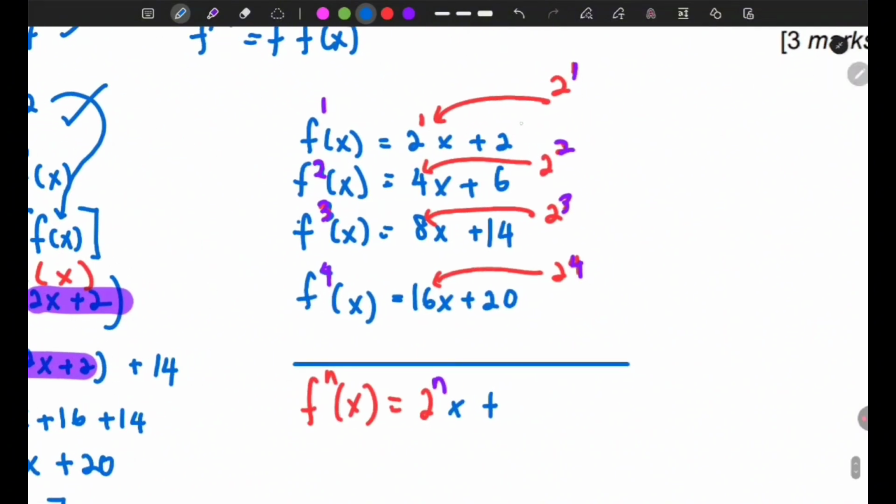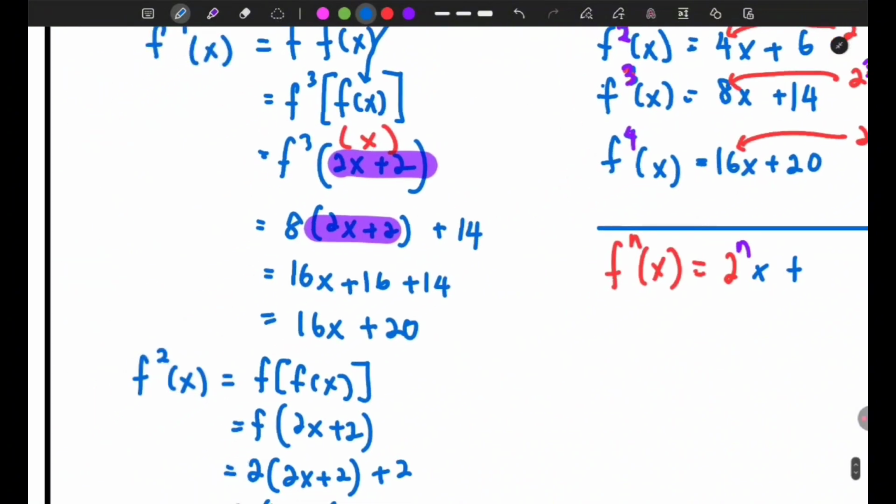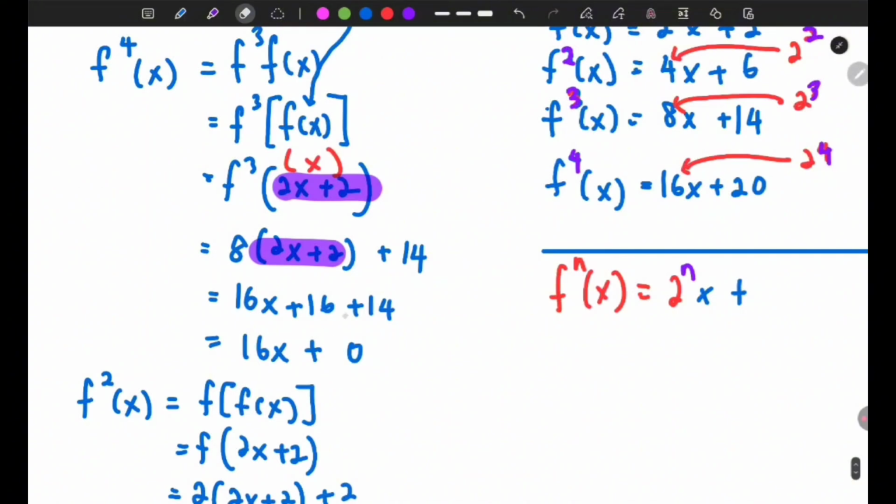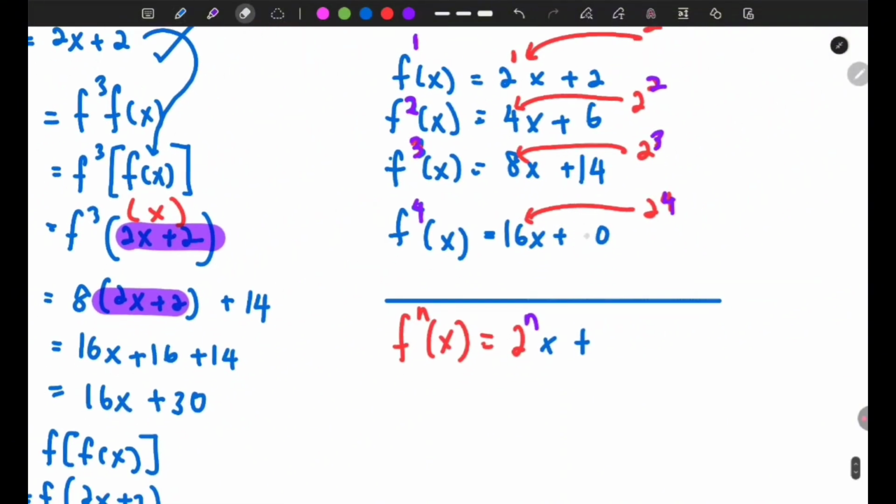Here you get 2, so 2. Sorry, my bad, I only just realized my 16 plus 14 is not 20, it's 30. Okay, anyway, the first part is not affected.